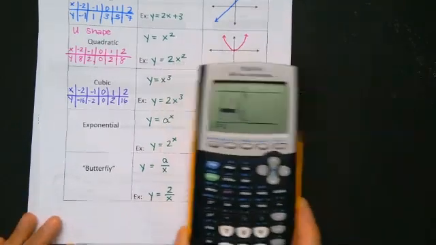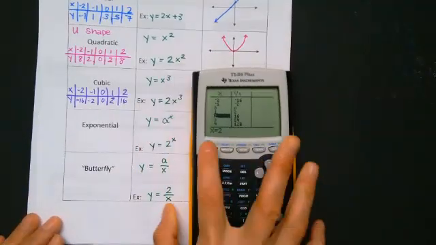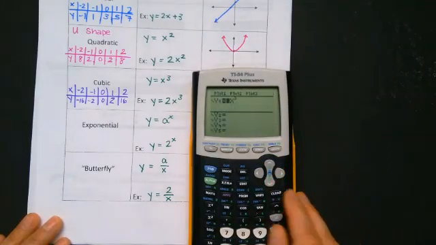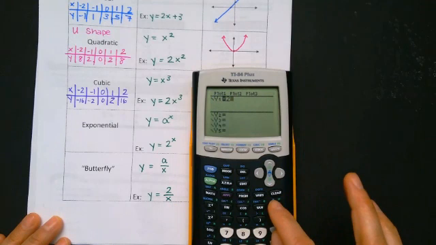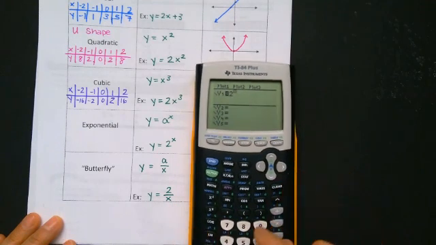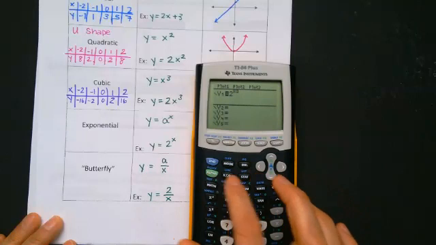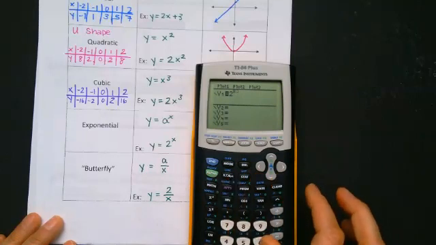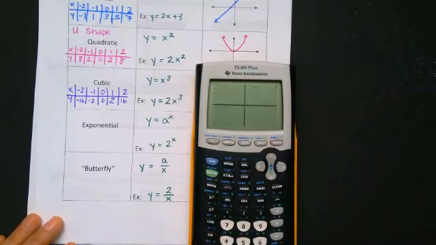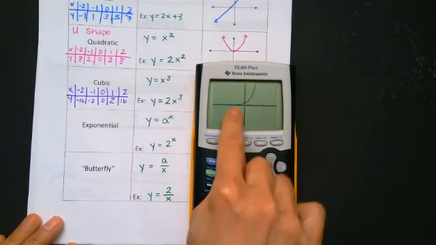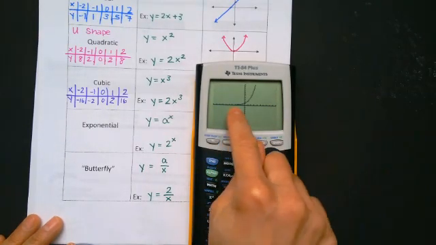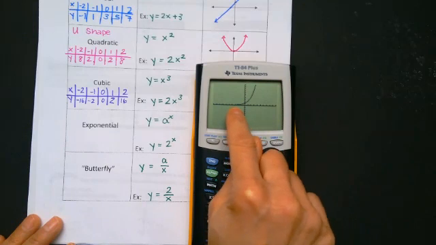Let's go ahead and put that in our graph. So go ahead, press y equals, clear that out, and we're going to enter 2. Now we're going to press our caret key, and then our exponent is x, which is the one right next to the alpha key. And then we are going to go ahead and press graph again.